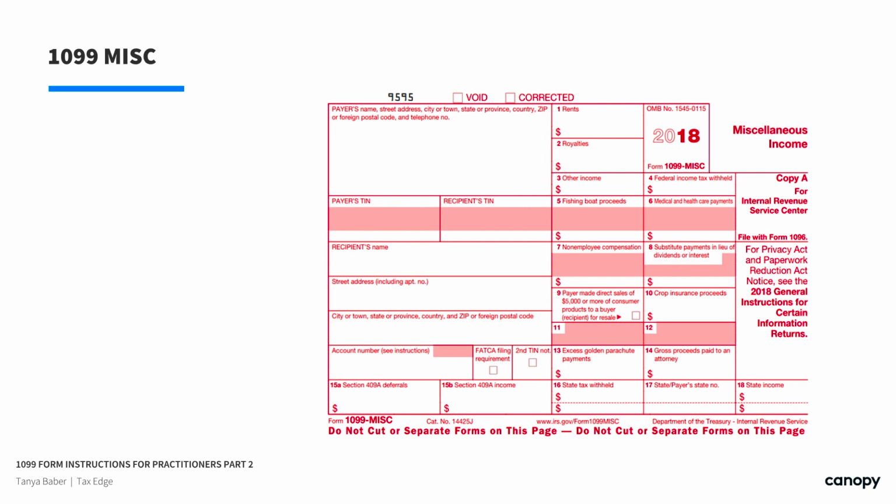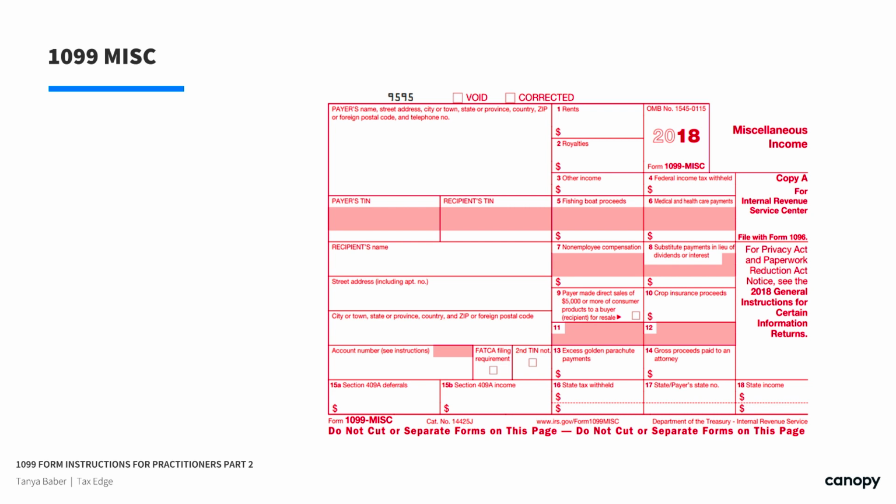Box 10 is for reporting crop insurance proceeds of $600 or more paid to farmers by insurance companies. Of course, there are exceptions: unless the farmer notifies the insurance company that their expenses were capitalized under Section 278, 263A, or 447. So if the farmer says, wait, I've capitalized these, and tells the insurance company, then they would not report it there. Box 13 is reporting excess golden parachute payments.